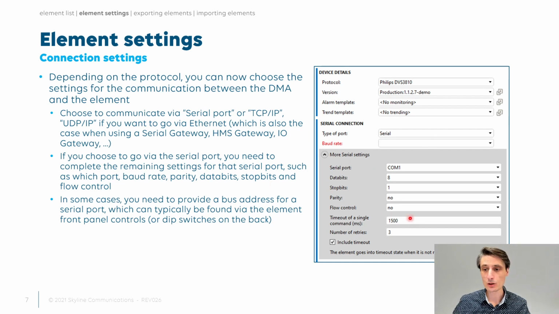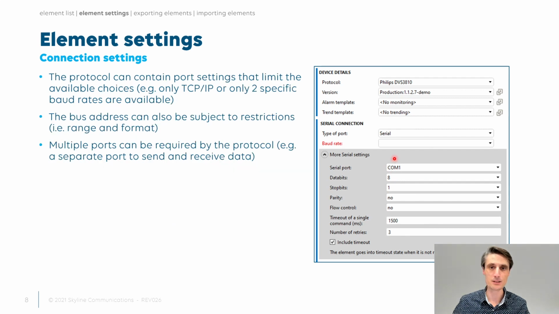Note also that certain settings might be limited. It is possible that for a baud rate, only specific values are supported. So in the driver, we can define what this type of device or this driver supports. Also, the bus address, for instance, can be restricted if there is a bus address involved. So it all depends on what the driver allows you to populate in here.